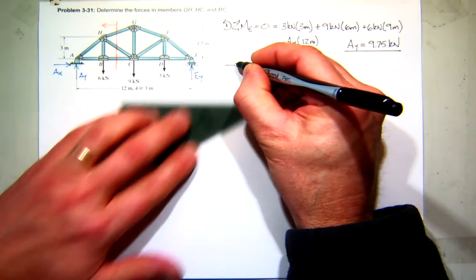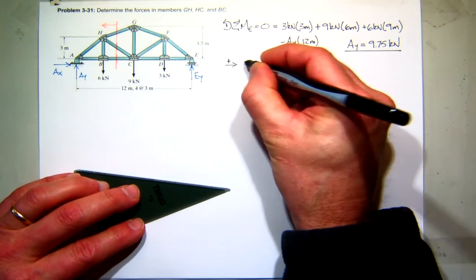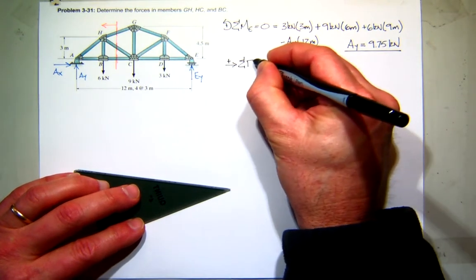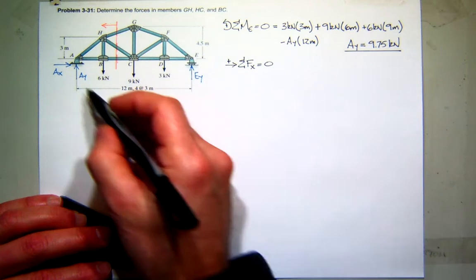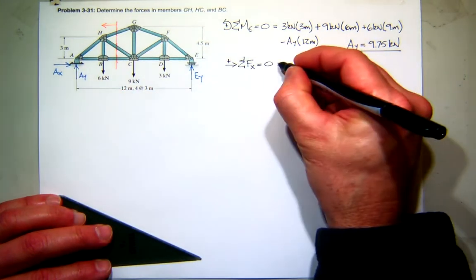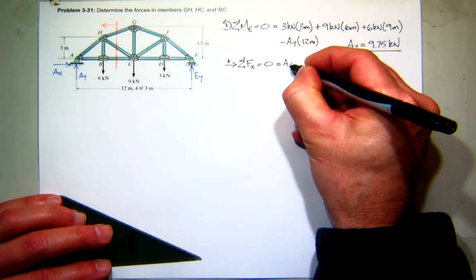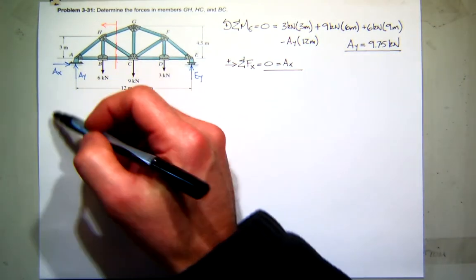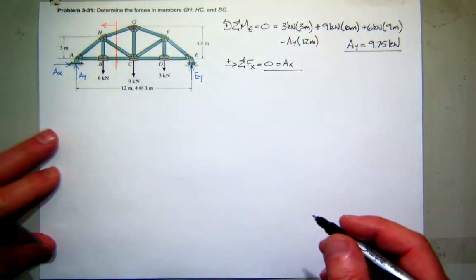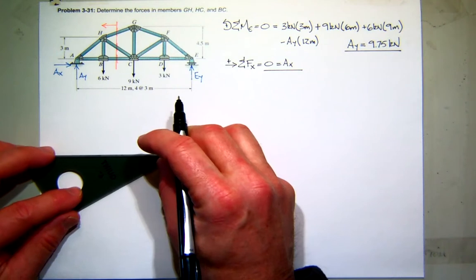Just to be complete, I'm going to go ahead and sum forces in the X direction. Make sure they're in equilibrium. And as you can see, the only X force we have is AX, so that's easy to solve for at 0. So I've got all my reactions on the left side. So let's draw that free body diagram for the left side.